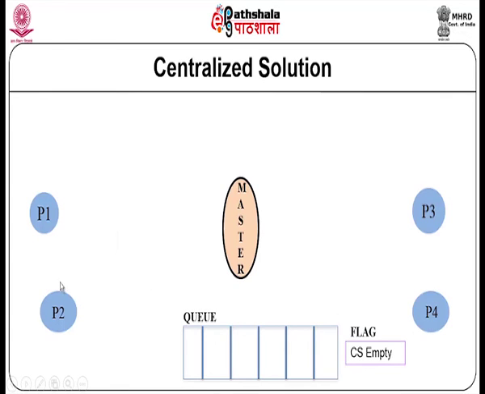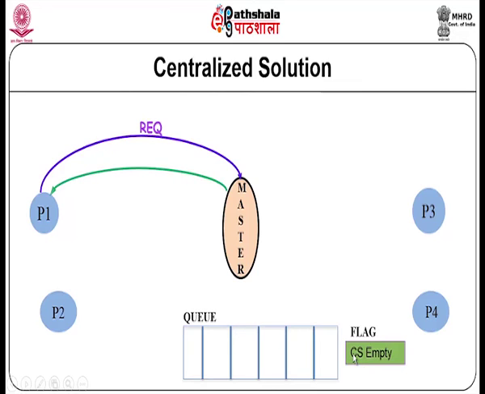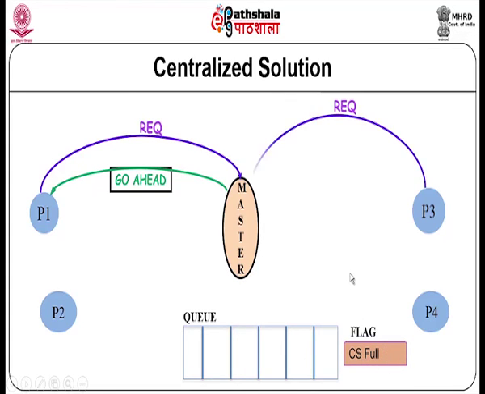Here are 4 processes P1, P2, P3 and P4, and we have a master which is maintaining a queue and it is maintaining the flag. Initially there is no process in the CS, so therefore CS is empty. Now assume that a request comes from P1 and the master looks at the flag and sees that it is empty. So, it sends a GA message, or a go ahead message, to P1 and indicates that the CS is full. Then during this time another request from P3 comes. The master checks the flag and sees that the CS is full.